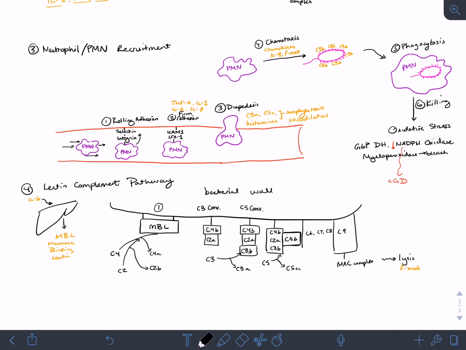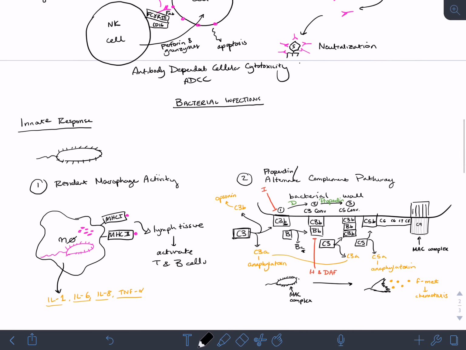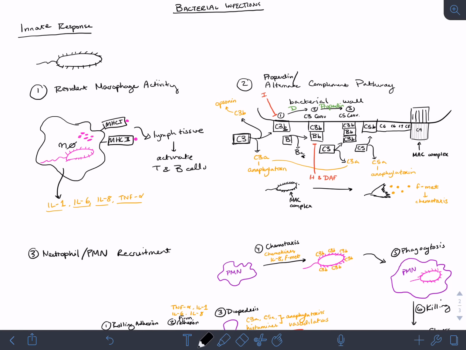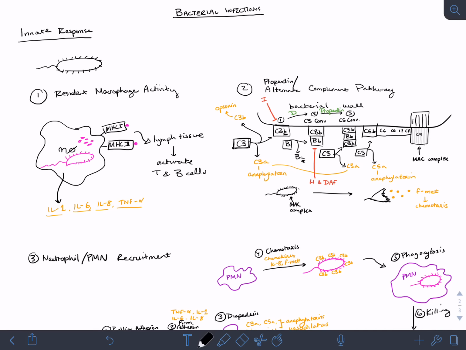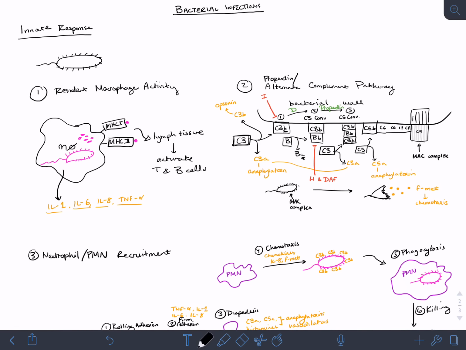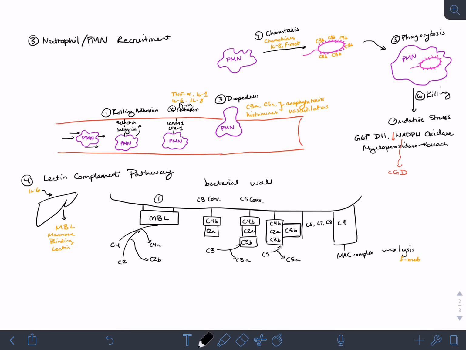Okay? So just as a review of your innate response, the first two things that are going to happen is your resident macrophages are going to act at the same time as your alternate pathway. Your resident macrophages are going to release IL-1, IL-6, IL-8, and TNF-alpha. And then your macrophages are also going to present MHC1 and MHC2, which are going to go to lymph tissue to activate T cells and B cells. Okay? At the same time, your alternate pathway is happening, and that's going to result in the release of a bunch of anaphylatoxins, C3a and C5a, as well as an opsonin, C3b, as well as fMet, which is chemotactic. And all of these things in orange are going to play a role in the next two steps, which is neutrophil recruitment and the lectin complement pathway, which we just talked about.